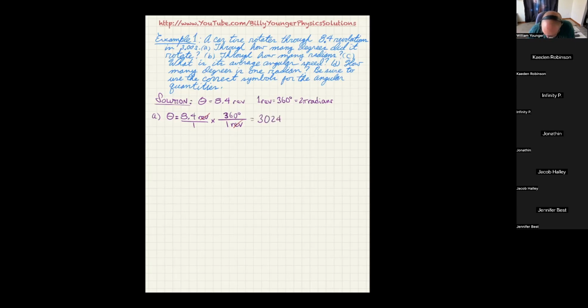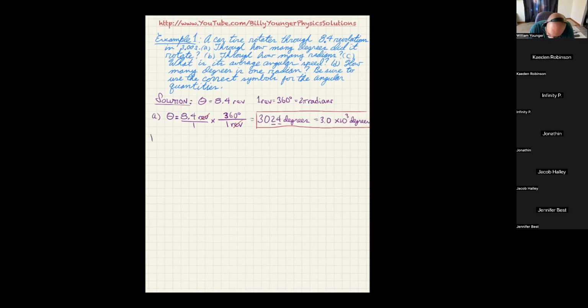Now, 360 can be defined to be an infinite number of decimal places, but technically we only have two sig figs, so the 3024 is actually only good to two sig figs. So really we should call that 3.0 times 10 to the third. And I find it's often better to just write out the word degrees because it's so easy to lose the actual symbol, a little floating circle. So anyways, that's part A. I think that's pretty straightforward. Feel free to ask me any questions if you have them.